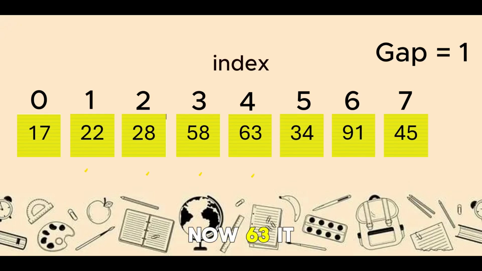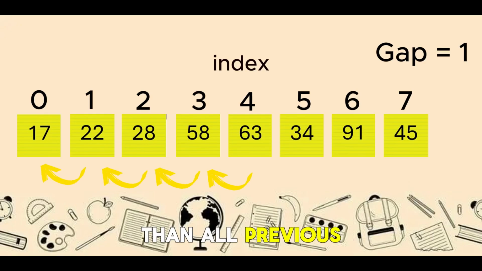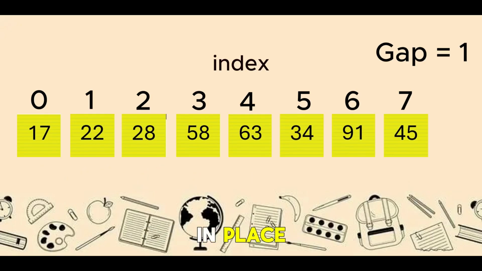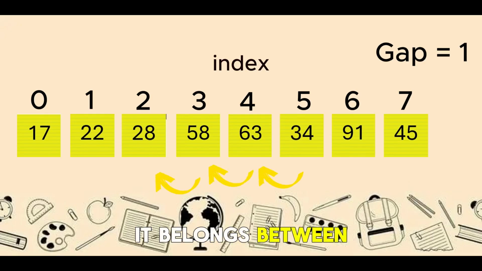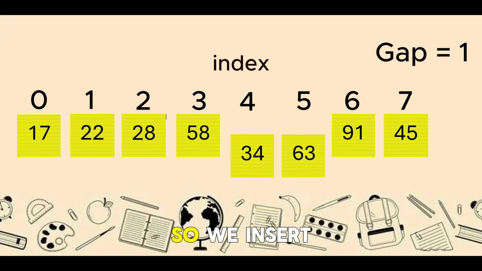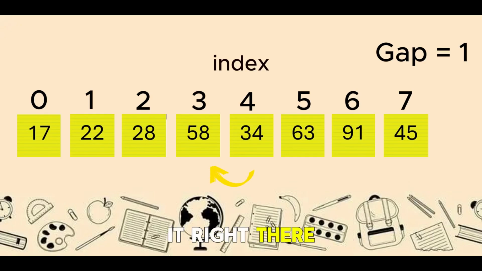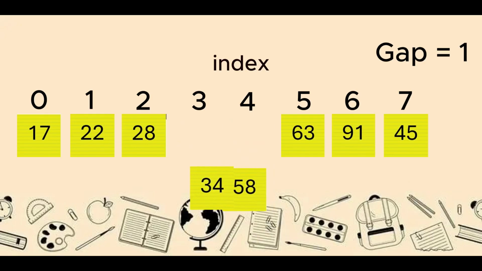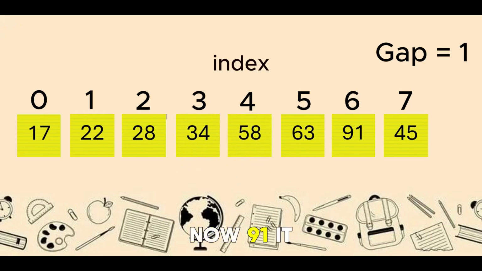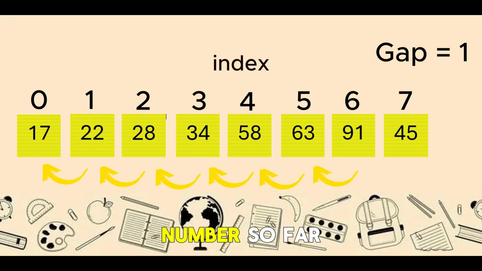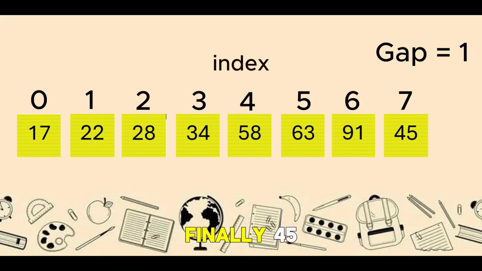Now, 63. It is larger than all previous numbers, so it stays in place. Next is 34. It belongs between 28 and 58, so we insert it right there. Now, 91. It is the largest number so far, so it stays where it is. Finally, 45. It is smaller than 58 but bigger than 34, so we place it between 34 and 58.